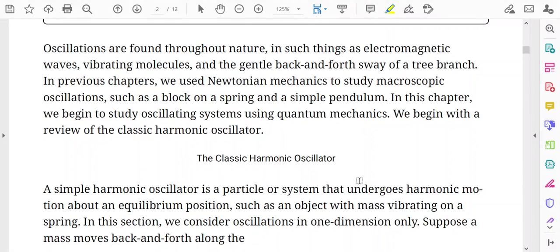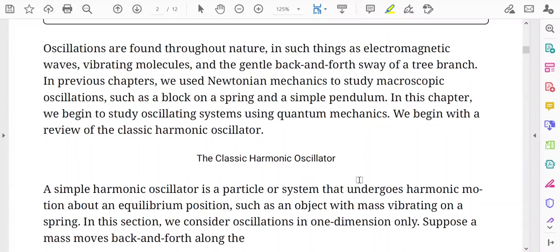In this lecture, we will discuss the quantum harmonic oscillator. But before we initiate the discussion about the quantum harmonic oscillator, we should have some knowledge about the classical harmonic oscillator.